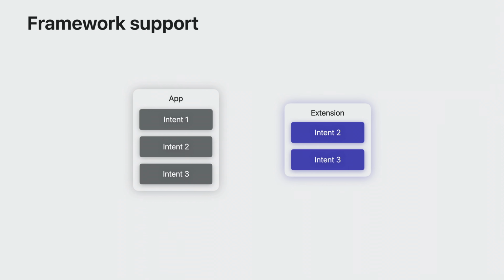If your app requires the ability to perform app intents from both the main app and an app intents extension, you currently need to compile your app intent code into both targets.